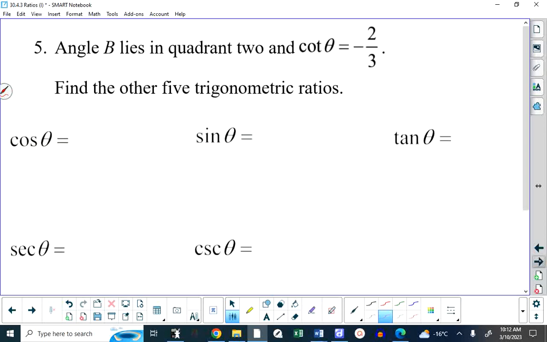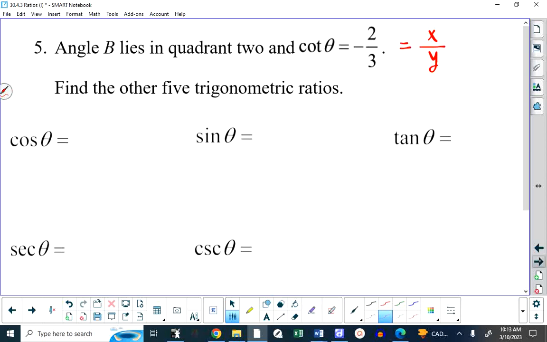Angle B lies in quadrant 2, and cotangent of theta is negative 2/3. So cotangent is x over y. Can you rattle that around upstairs and just make sure you understand why I know cotangent is x over y? Tangent's y over x, which we should know from last year. We just reciprocate it. You see that this negative is put right smack dab in the middle? Which is negative? Is x negative or is y negative? Just because I like to write it on the top doesn't mean that x is negative, although it is.